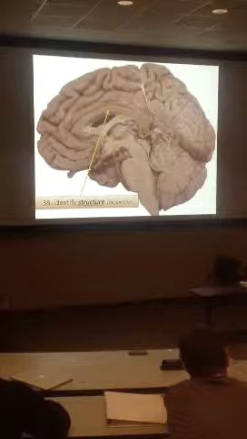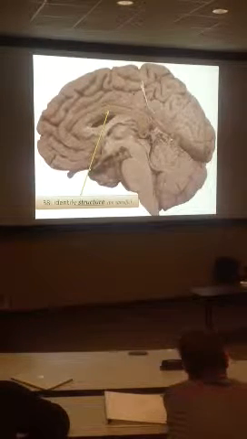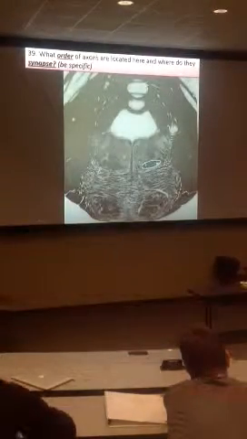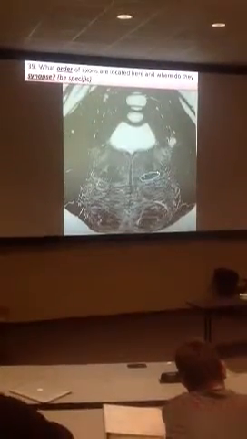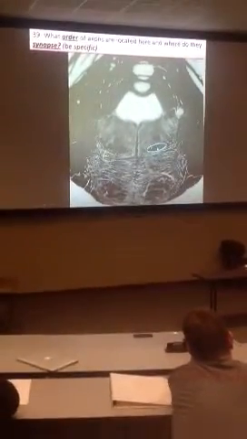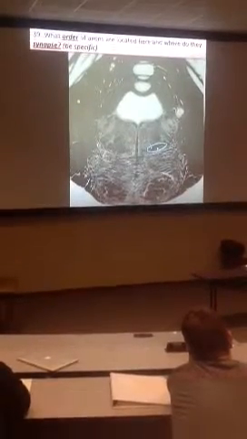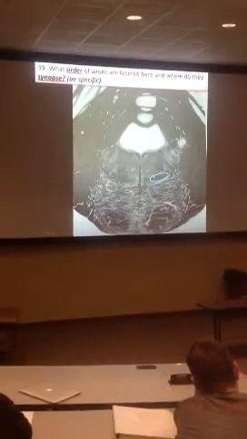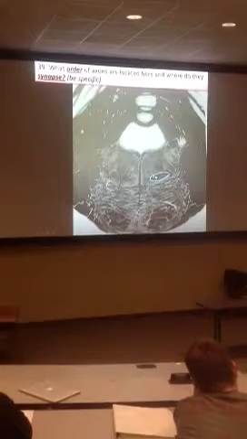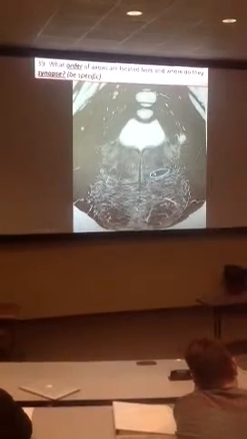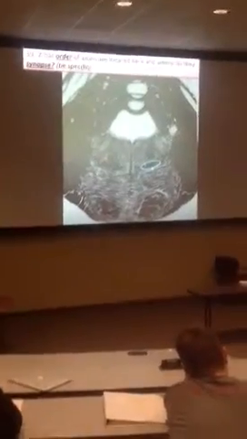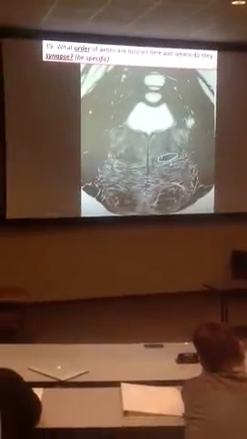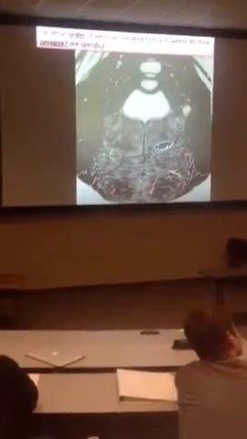Next structure: body of the corpus callosum. I went over that. Okay, so what is this structure? Medial lemniscus, right? So what order of axons are here? Second order. And where do they synapse? On the ipsilateral side, so ipsilateral VPL. Where are the cell bodies of this tract? The cuneate and gracile nucleus of the contralateral side, because it's already decussated.